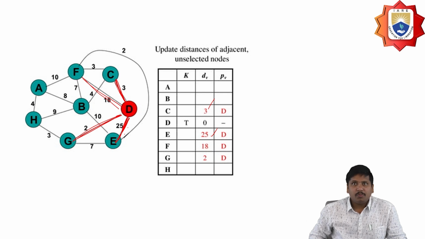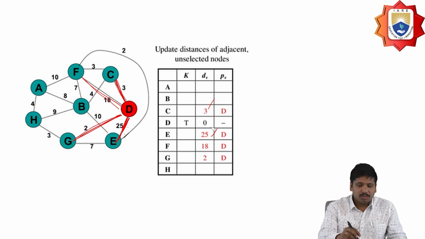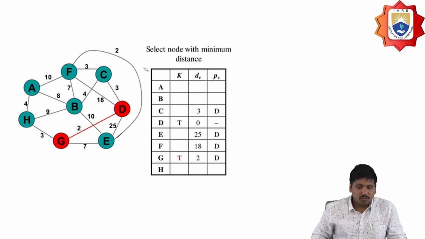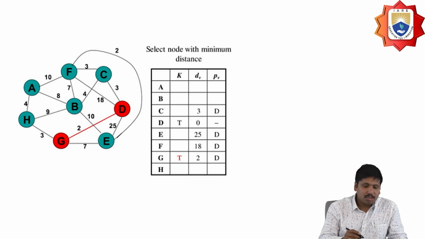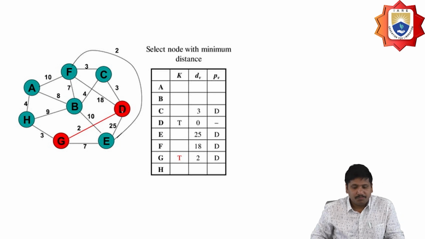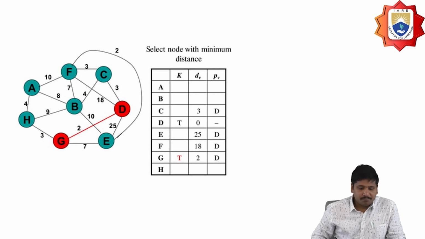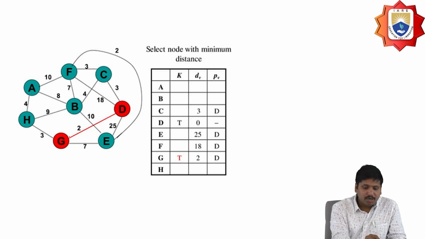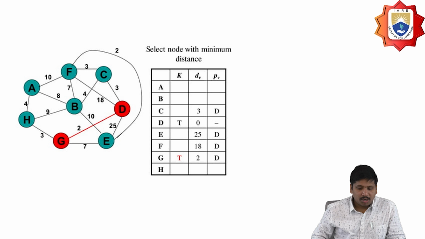From this, I am going to consider what should be the minimum one. 3 and 2, so 2 is going to be selected. So I am going to select this one. From G, again I have to identify what is the minimum one. So G to E, so again from G, what I'm going to consider.